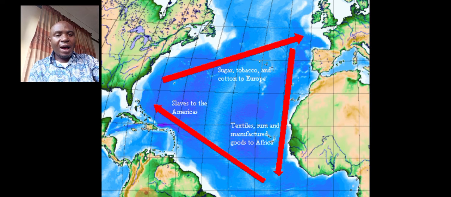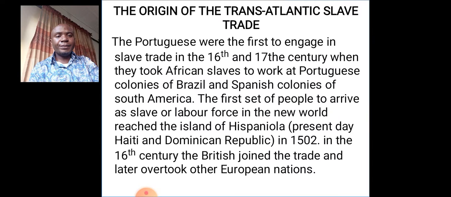Then what did they take from Africa to the New World or to the Americas? They took slaves to America, and these slaves worked in the plantations in the Americas, and the plantation produce, that is sugarcane, tobacco, and cotton, were now transported to Europe, where they were transformed to finished goods, and they brought some of those goods back to Africa and went to the Americas again with slaves. So if you look at it, it gives us a triangular shape. So the movement, that is why some people call it the triangular trade.